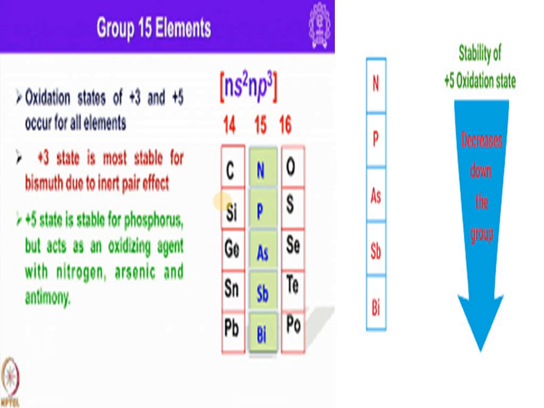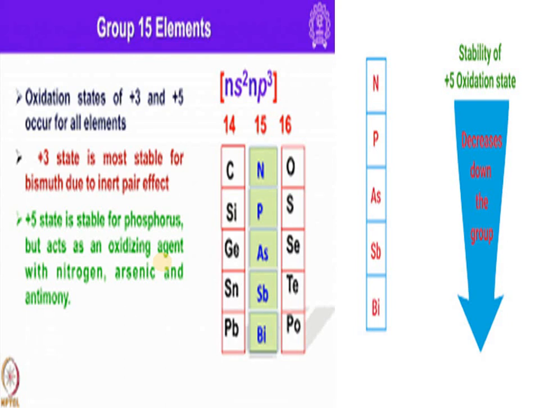Now the next point is oxidation state. We have already discussed that the +5 oxidation state is more stable than +3. That is due to the inert pair effect. One more point we have to take up here: the +5 state is stable for phosphorus, but it acts as an oxidizing agent with nitrogen, arsenic and antimony. The point here is +5 is likely to change to +3.